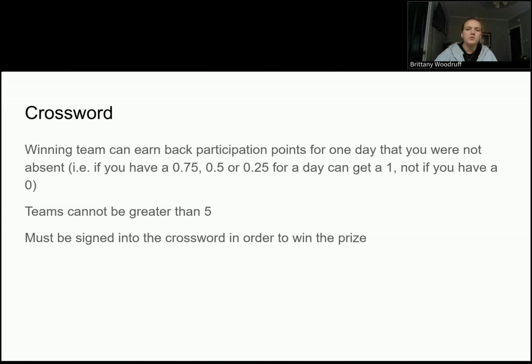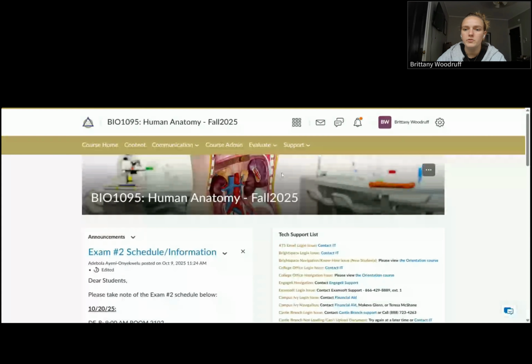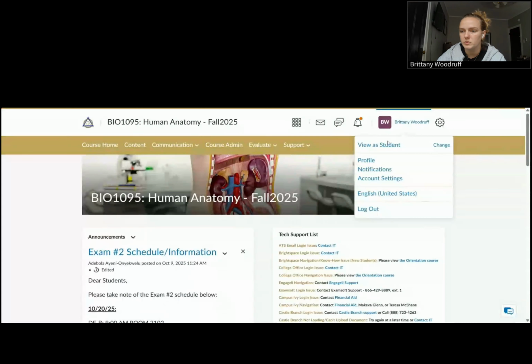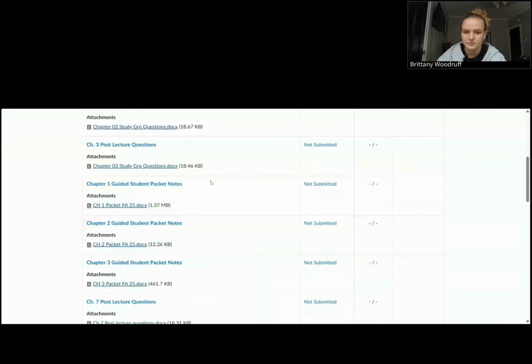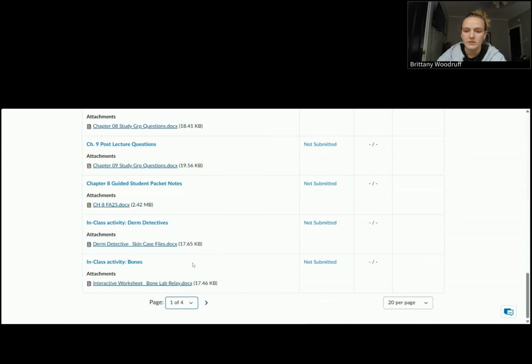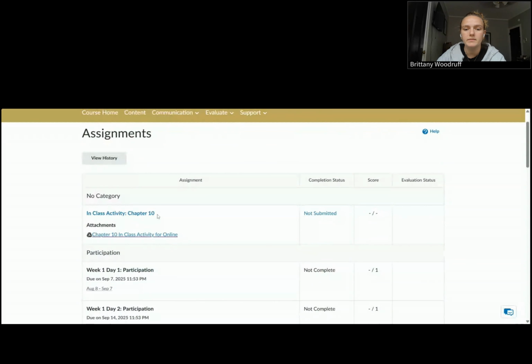So next thing we're gonna do is the chapter 10 in-class activity. I displayed it on that screen share gallery. But what you guys can do, go to evaluate. Oh, let me switch to student mode. So you'll go to evaluate assignments. I believe it's page 3 now. It's going to be at the very top here. You have in-class activity chapter 10.